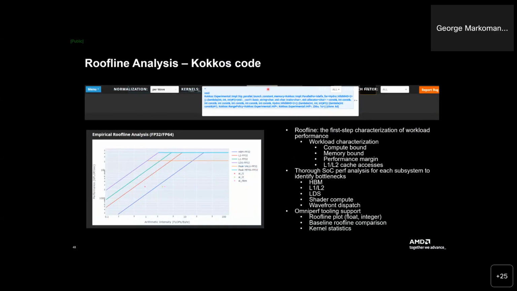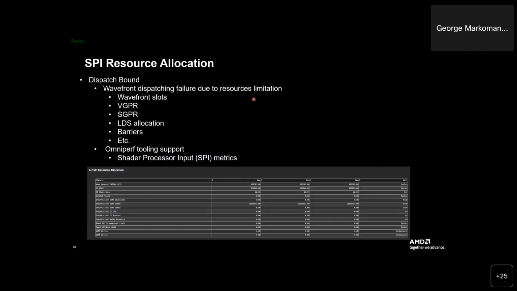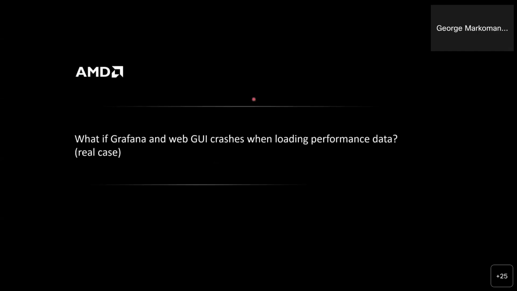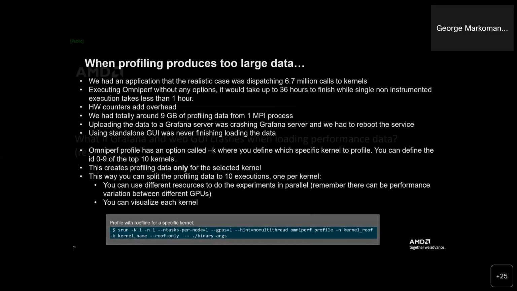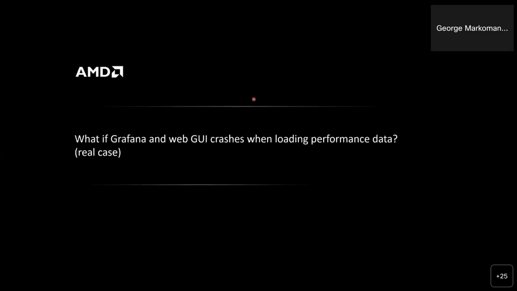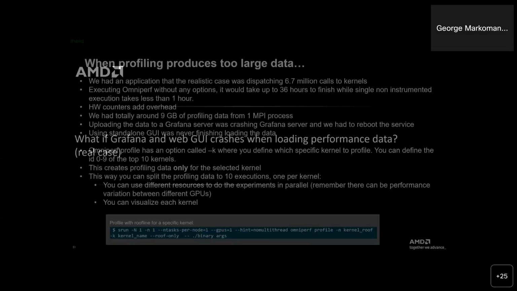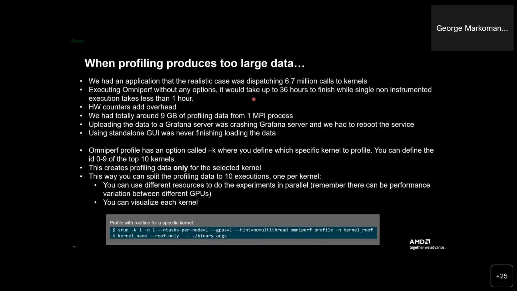Here's the web page. When we load the standalone GUI, I can select the kernel and visualize. This is for Kokkos, where it was working really well to visualize some things. I will skip some stuff. Now, what if Grafana and the web GUI crash when loading performance data? A real case: I had a real case with 6.7 million calls to kernels.